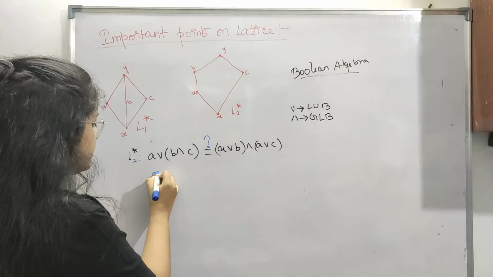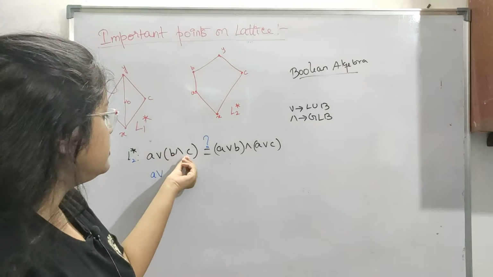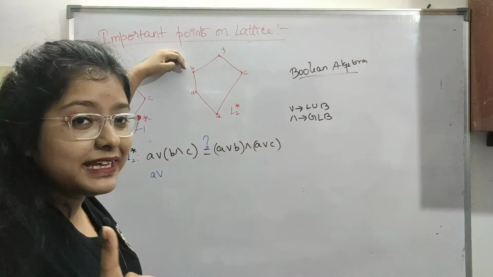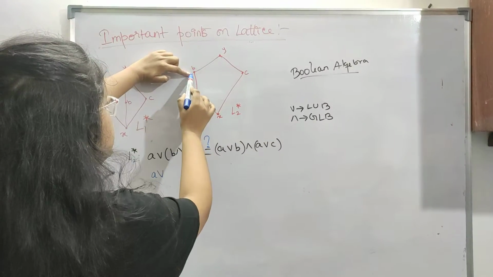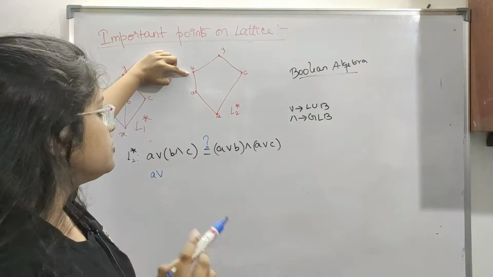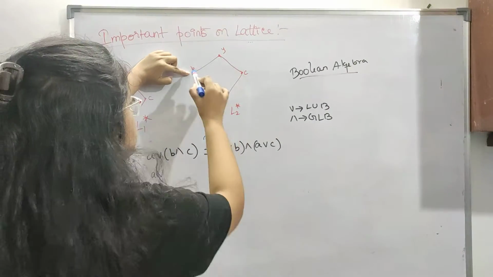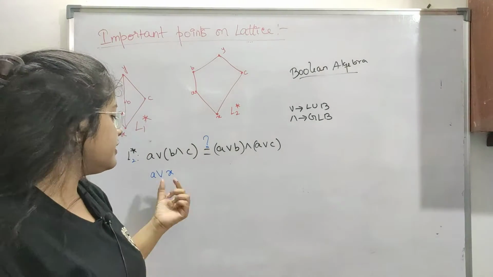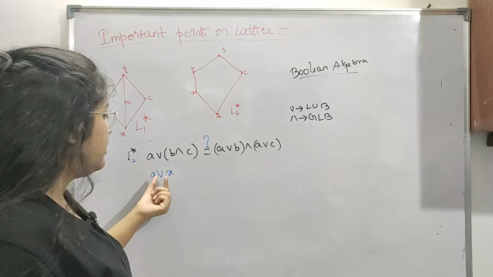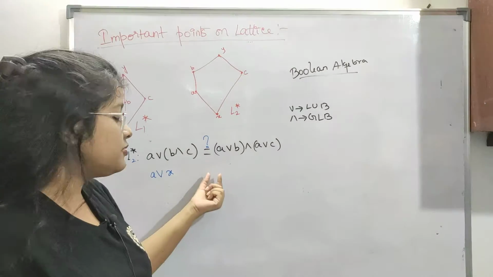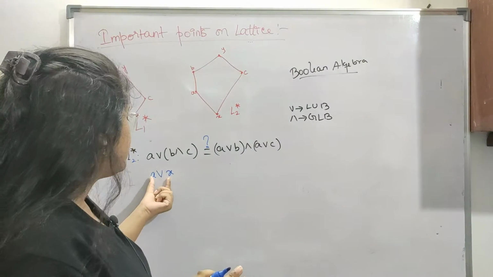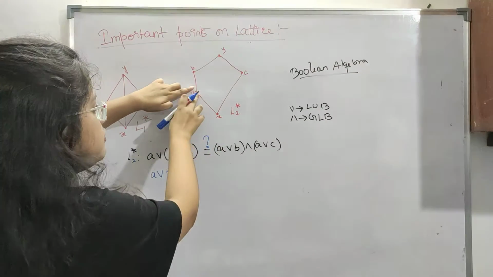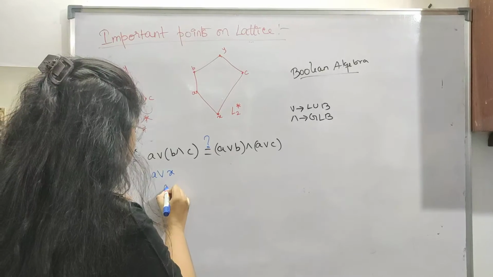So first write A LUB (B GLB C). B and C, B is here, C is here. GLB means greatest lower bound. B and C are meeting at X. Now A LUB X, lowest upper bound. A is here, X is here, so the lowest upper bound is A, the highest one.